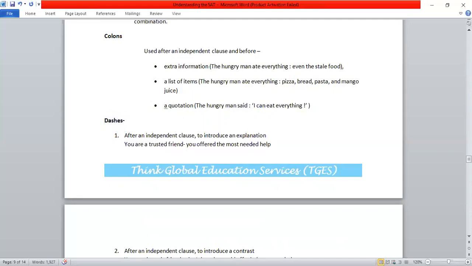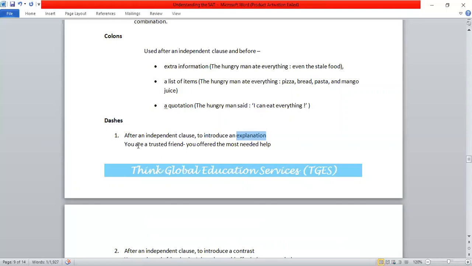Let's go to dashes. This is something like this, a dash. So you use a dash after an independent clause, which means one complete sentence, to introduce explanation. Here you are giving extra information. Here you're giving explanation. Okay, so there's a difference. Dashes are actually overlapped a lot by double commas or single comma or colon or a lot of things. But we need to see which one fits best. So after an independent clause, if you want to introduce extra information, give a colon. If you want to introduce explanation, use a dash.